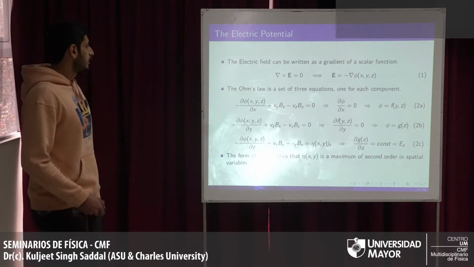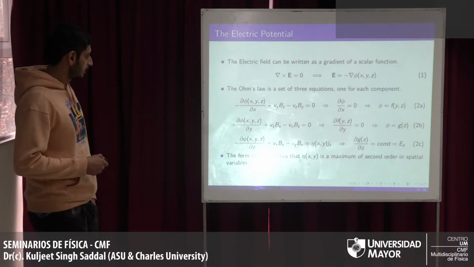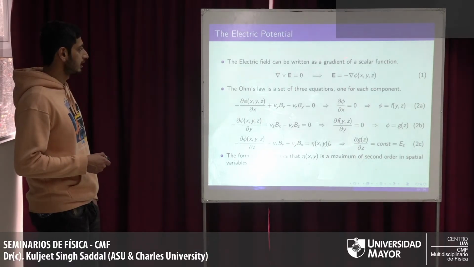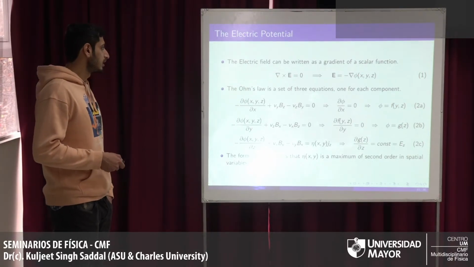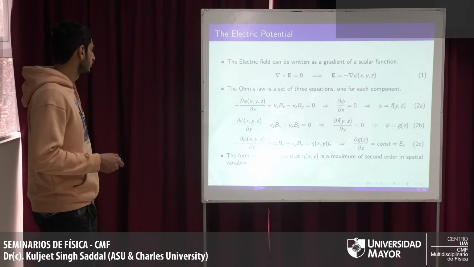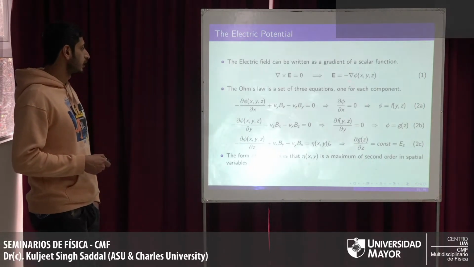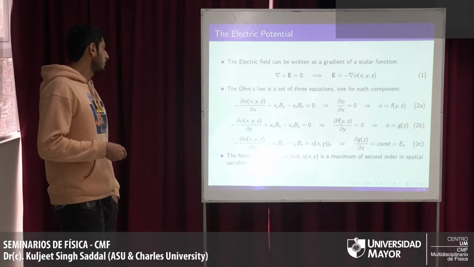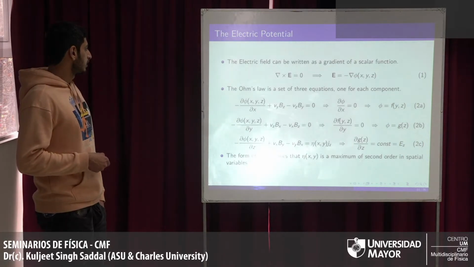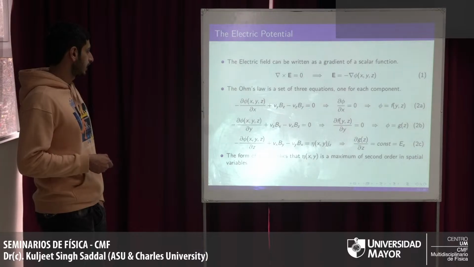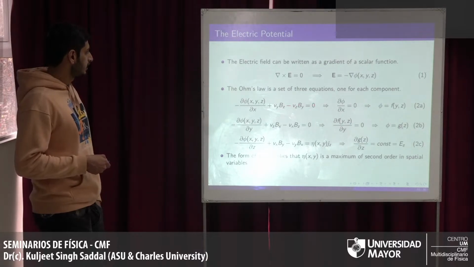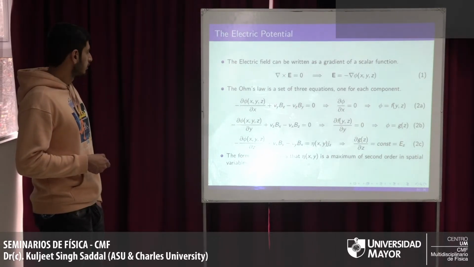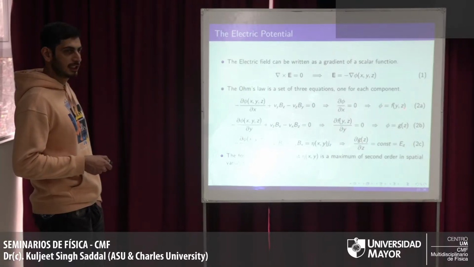Since the curl of E is 0, E can be written as the gradient of a scalar potential phi, which would in general be a function of x, y and z because current has a component along z. And then we solve the Ohm's law for each component. Ohm's law is a vector equation, so it will have three equations for three components. The first equation would be the partial of phi with respect to x plus the velocity magnetic component equal to 0. Here notice that Bz and Vz is 0. So this expression basically means that the partial of phi with respect to x is 0, or phi is an explicit function of y and z.